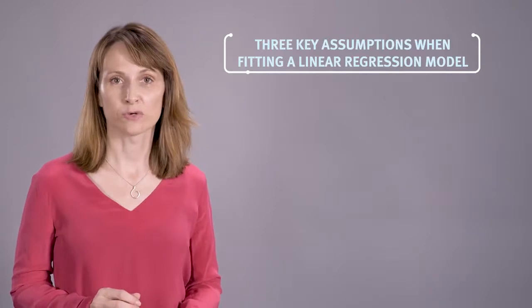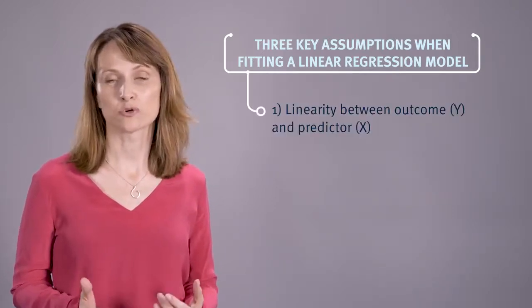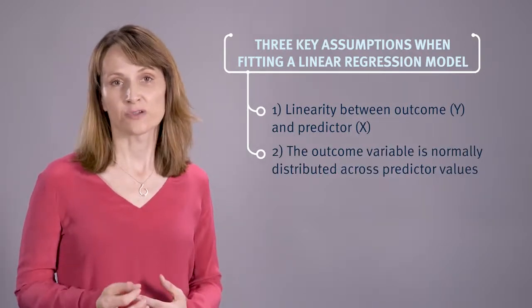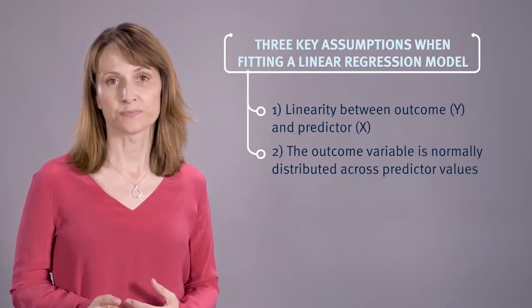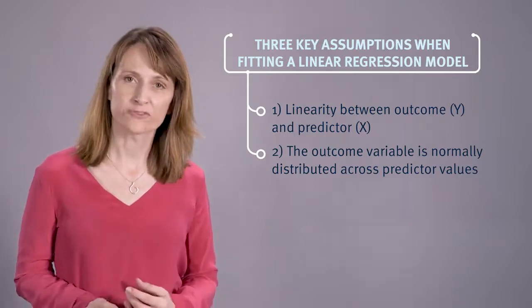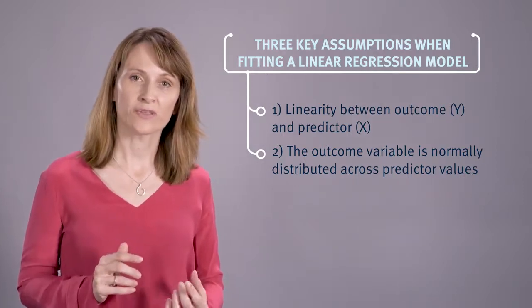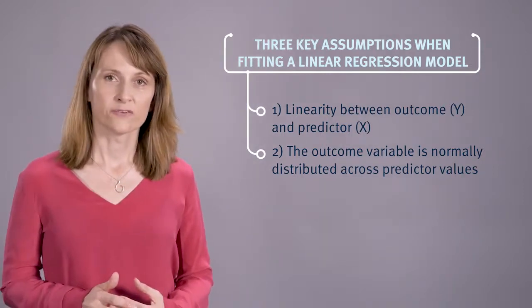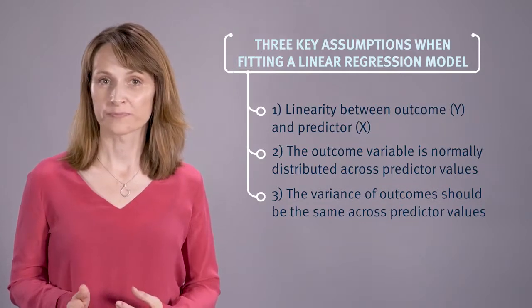There are three key assumptions we make when fitting a linear regression model. The first is that the relationship between the predictor and the outcome is approximately linear. The second assumption is that for each value of the predictor variable, the outcome variable follows a normal distribution. If you recall, that's different from the assumption we made when applying the Pearson's correlation, where we needed both x and y to be random variables. And finally, we assume that the variance is constant for each value of the predictor.